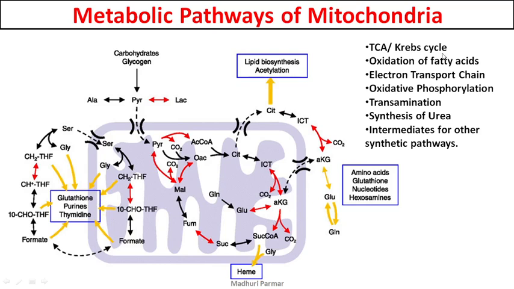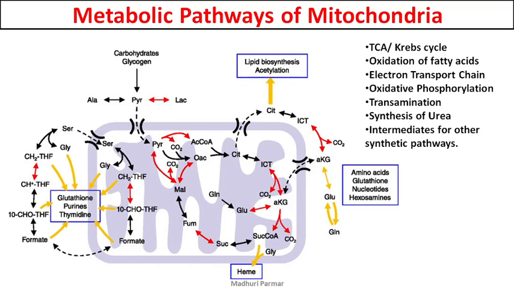So TCA cycle or Krebs cycle, oxidation of fatty acids. Remember this term, beta oxidation of fatty acids. Remember all those fatty acids you saw on the phosphatidyl choline and phosphatidyl inositol tails. In phospholipids, you draw two tails, right? So those tails are actually fatty acids. These fatty acids get oxidized in mitochondria.